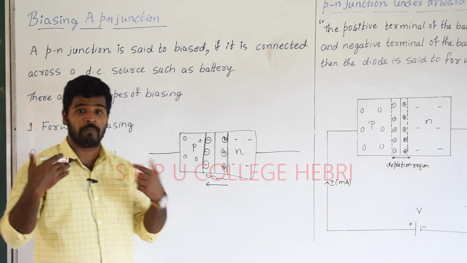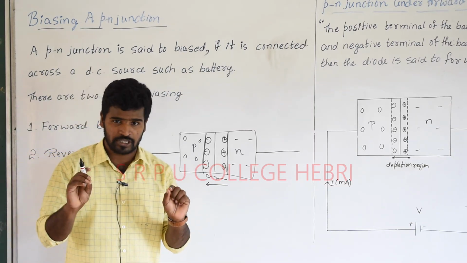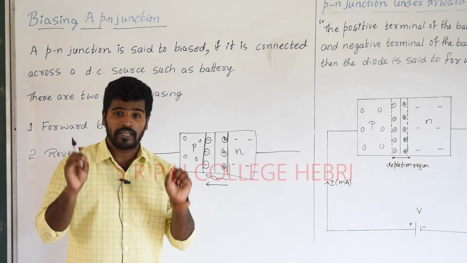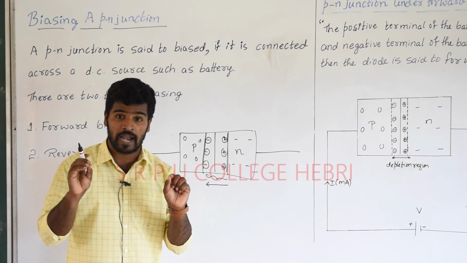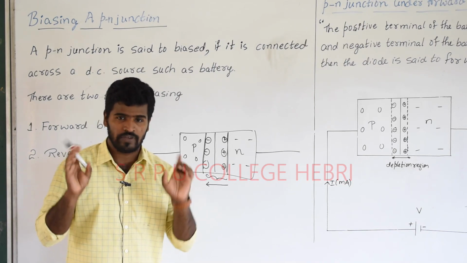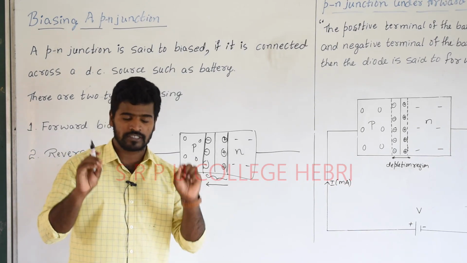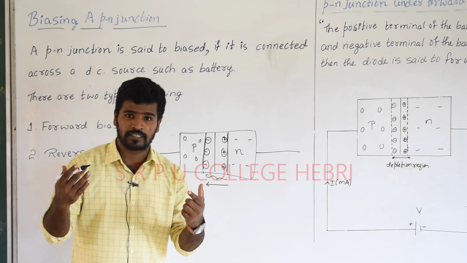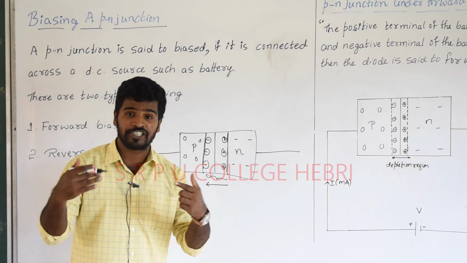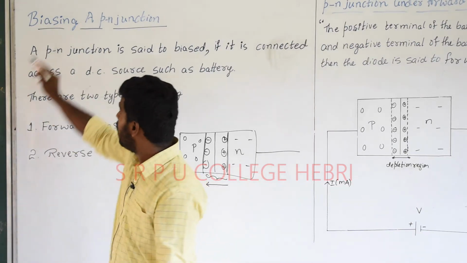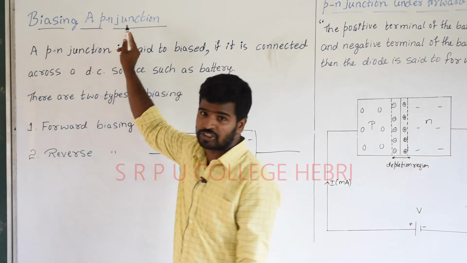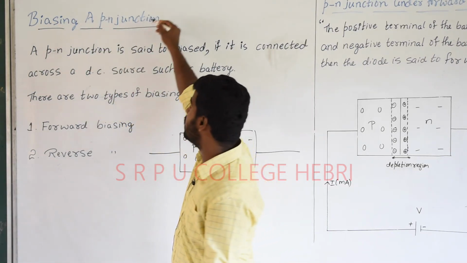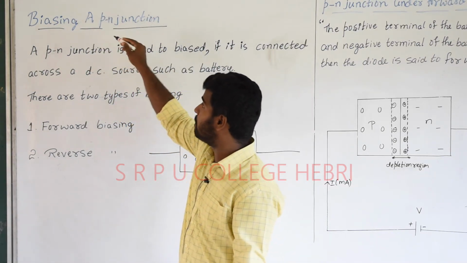Therefore, what is the meaning of biasing? When a PN junction diode, or a semiconductor diode, is connected to an external battery or a DC source, when it is connected across an external supply such as a battery, that condition is said to be biasing. Today's session I will start with the concept of biasing a PN junction.